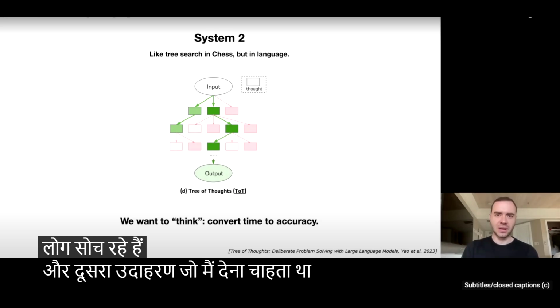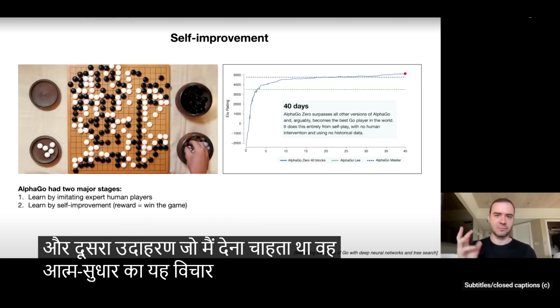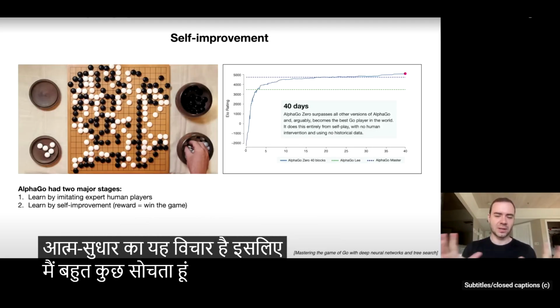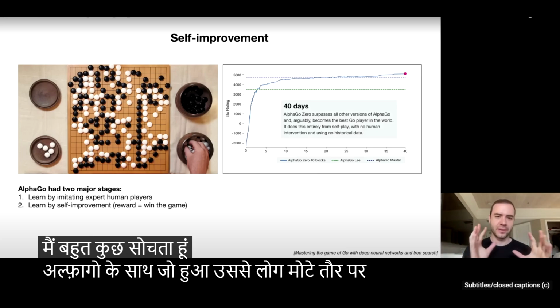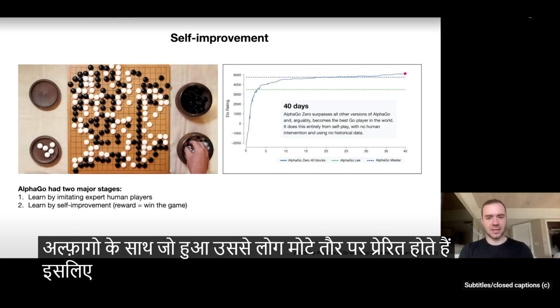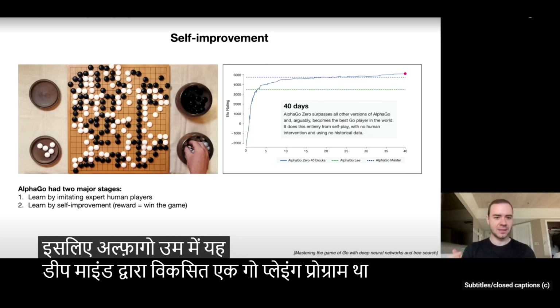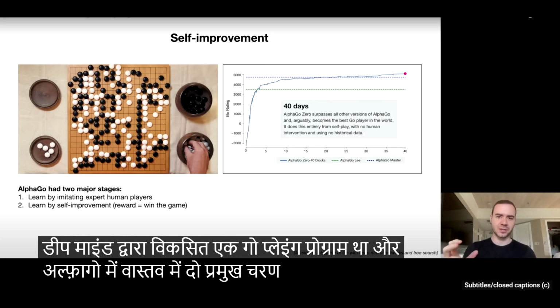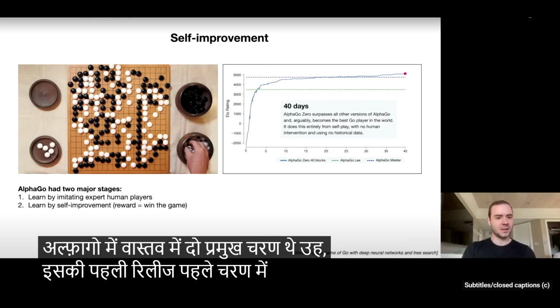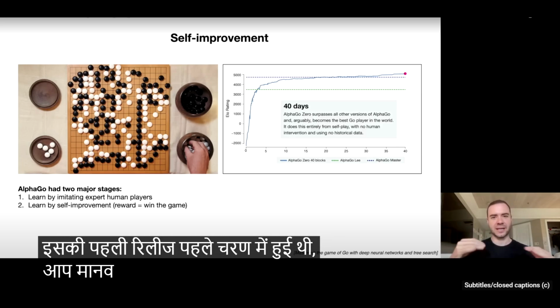And the second example I wanted to give is this idea of self-improvement. So I think a lot of people are broadly inspired by what happened with AlphaGo. So in AlphaGo, this was a Go playing program developed by DeepMind. And AlphaGo actually had 2 major stages. The first release of it did. In the first stage, you learn by imitating human expert players.